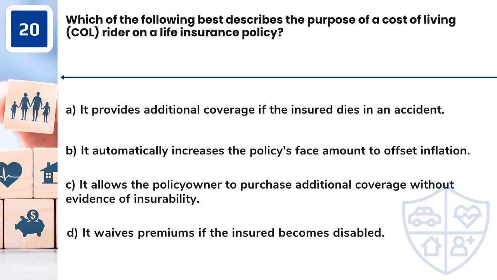Question 20. Which of the following best describes the purpose of a cost of living, COL, rider on a life insurance policy? A. It provides additional coverage if the insured dies in an accident. B. It automatically increases the policy's face amount to offset inflation. C. It allows the policy owner to purchase additional coverage without evidence of insurability. D. It waives premiums if the insured becomes disabled.